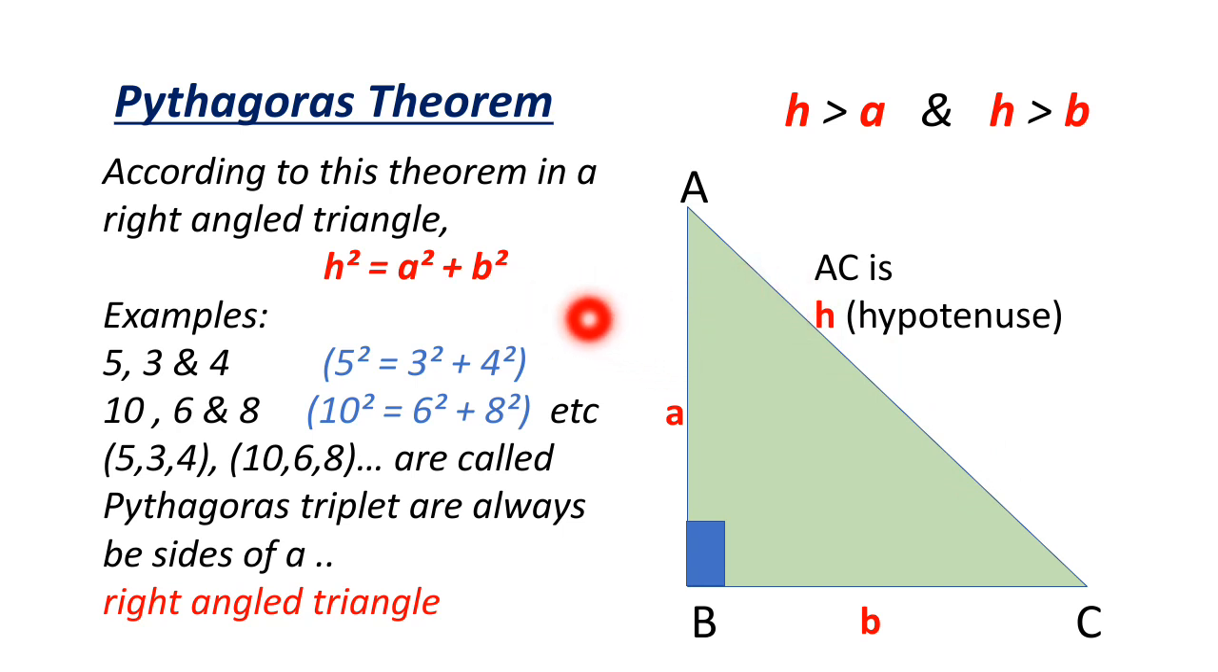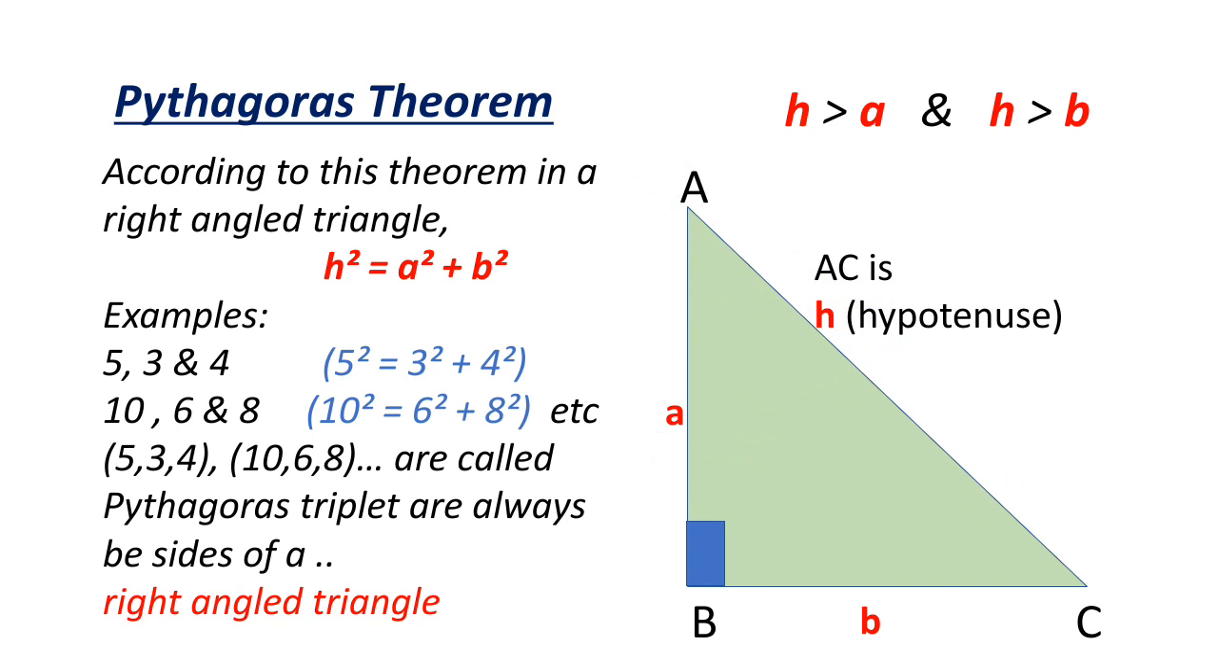Like here, the square of the greatest side, H square, is equal to the sum of the square of this side plus the square of this side. See, a square plus b square. That means the length of this side AB is a, or in other order we can say that AC square is equal to AB square plus BC square, like that.